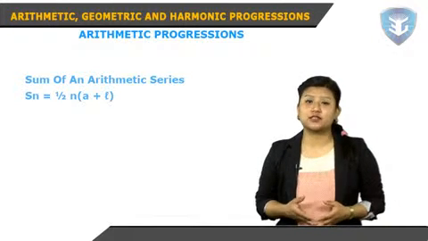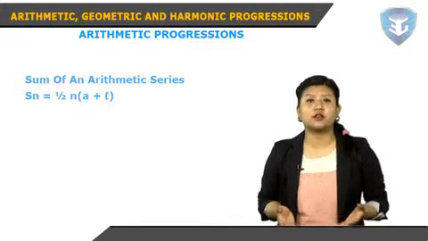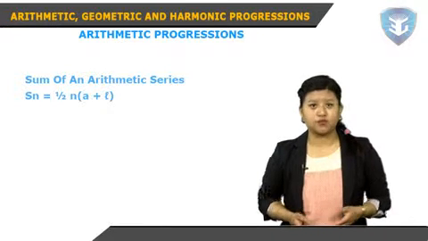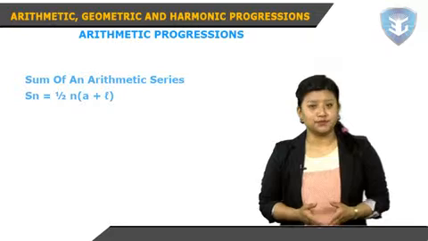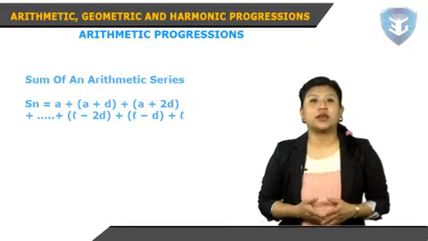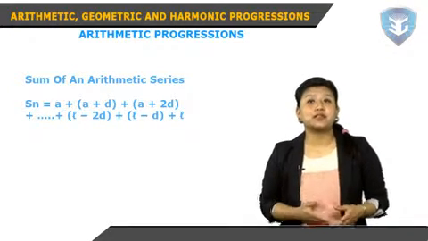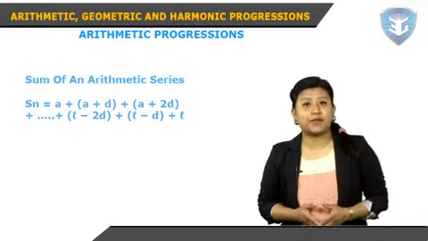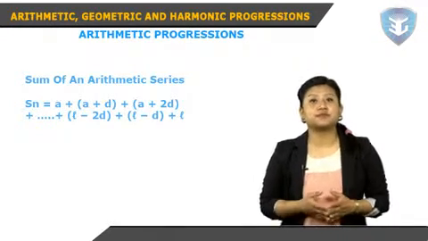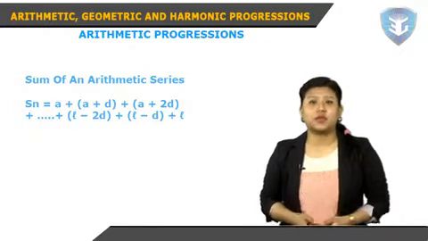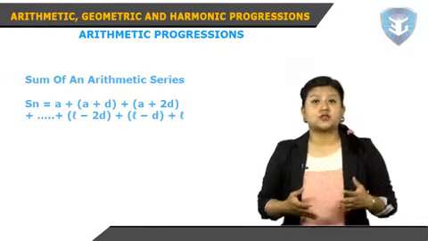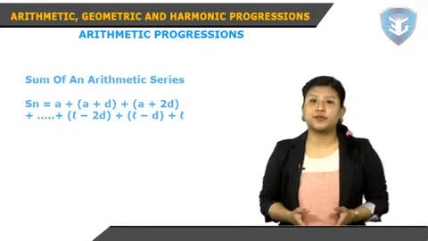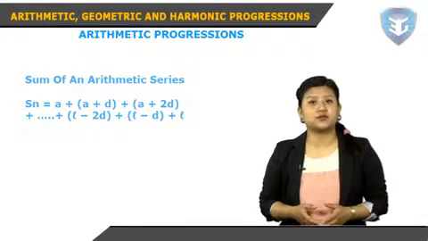Sometimes we want to add the terms of a sequence. What would we get if we wanted to add the first n terms of an arithmetic progression? We would get Sn equals a plus a plus d plus a plus 2d and so on and so forth, plus b minus 2d plus b minus d plus b. Now this is a series, so we have added together the n terms of a sequence. This is an arithmetic series and we can find its sum by using a trick.